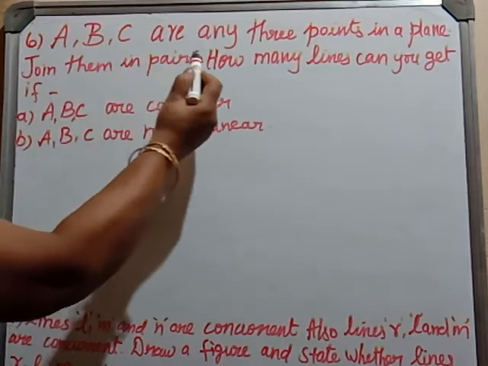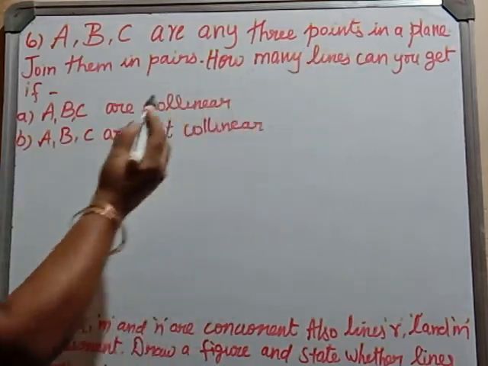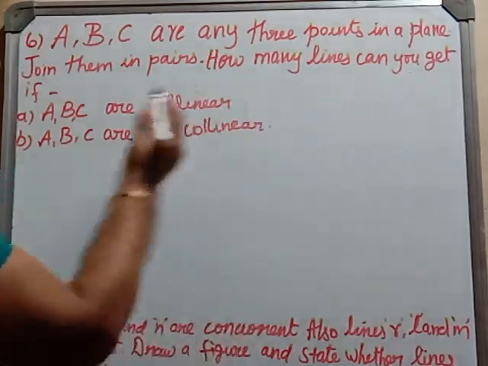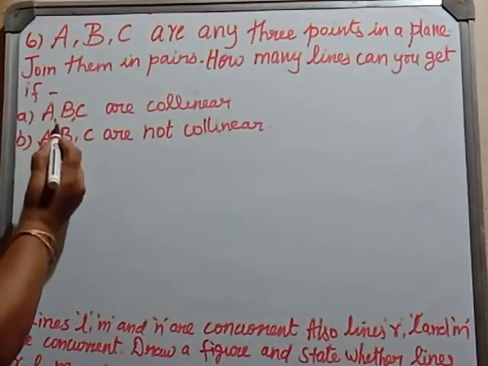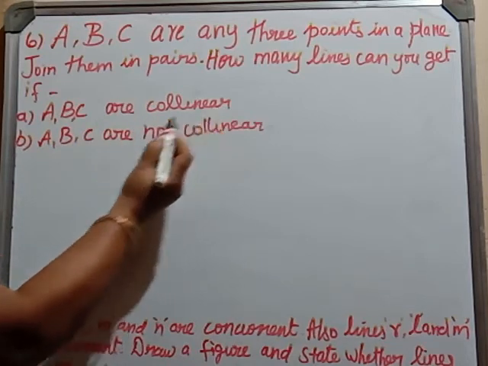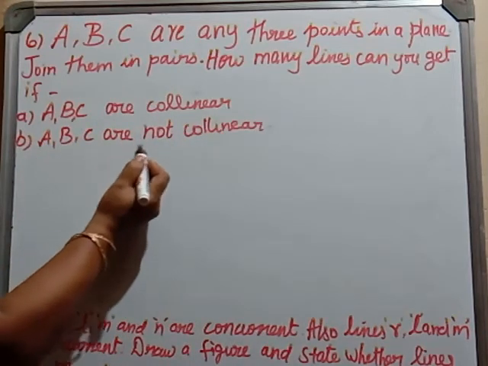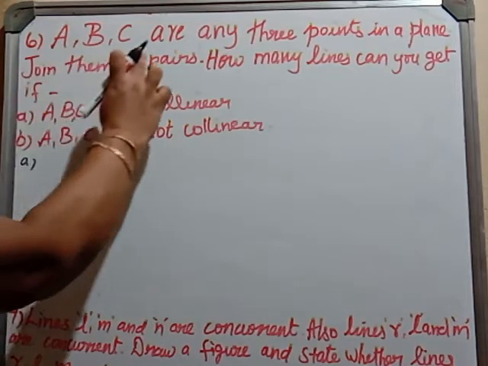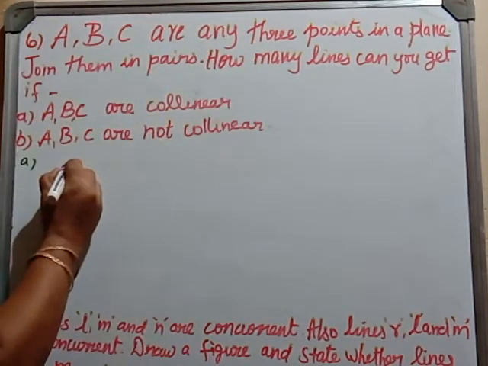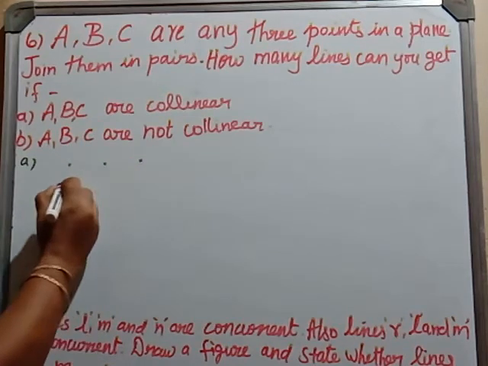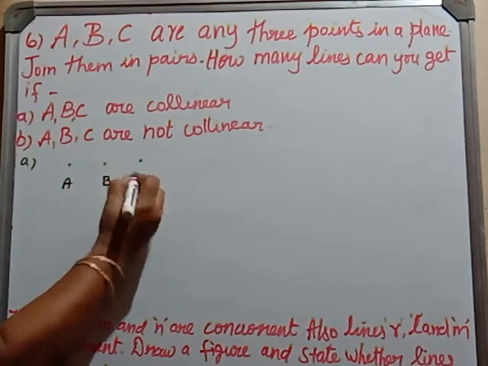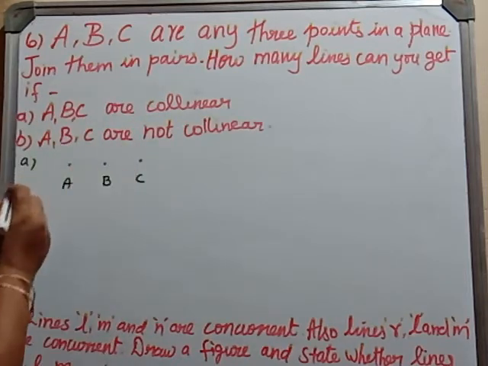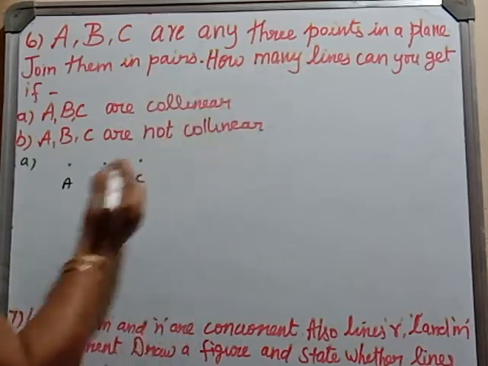A, B, C are any three points in a plane. Join them in pairs. How many lines can you get if A, B, C are collinear? Second, if A, B, C are not collinear. What are they asking first? A, B, C are any three points. So first we keep the three points A, B, C. First question, A, B, C are collinear. Collinear means they lie on the same line. Then how many lines can you get?